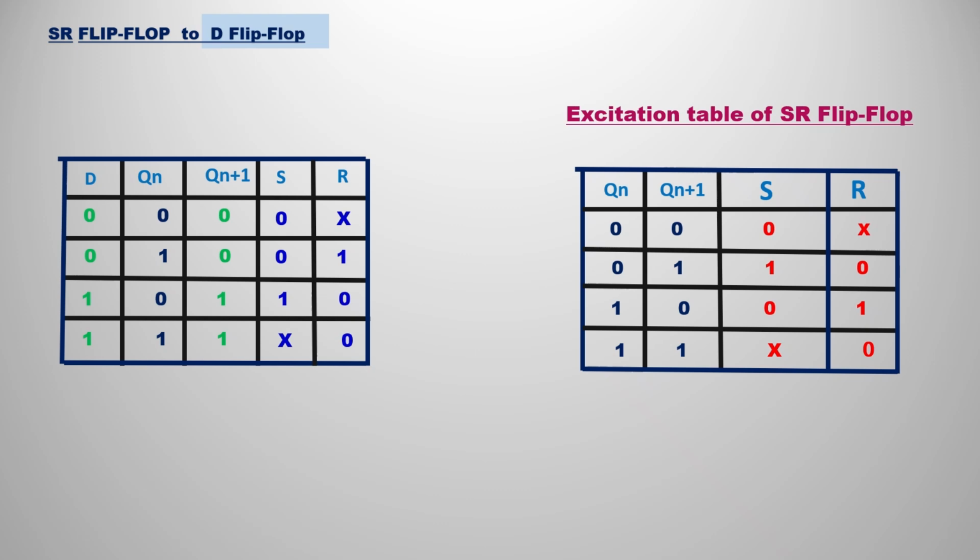So the same things that we already saw in the implementation of the JK flip flop, the same things we are going to have here. We are going to compare Q and Qn plus 1 in the D flip flop, and from the excitation table we are going to fill in S and R. After filling that, we are going to make the K map. So let's see how to do K maps.